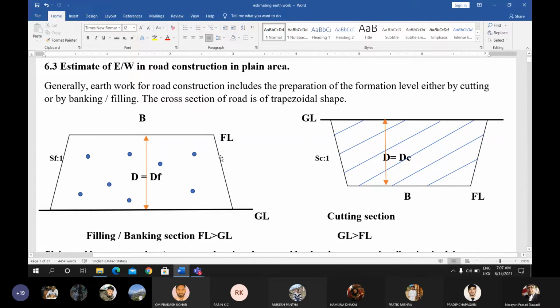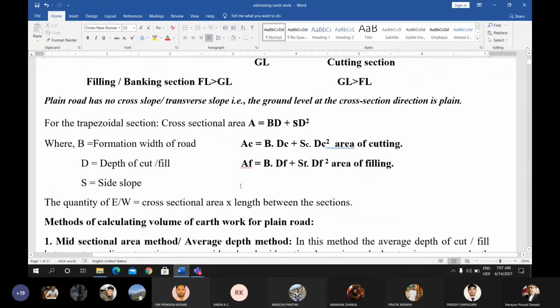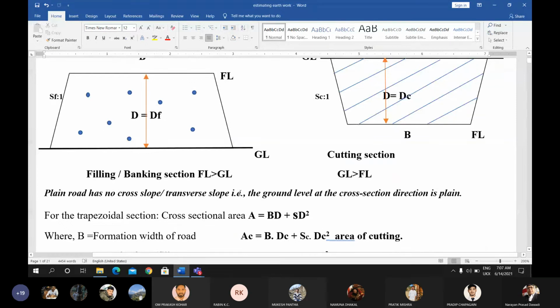If the formation level and the ground level are at the same level, then there is no need of cutting and filling. Okay, you must understand this. You can remember it in this way: if the formation level is greater than the ground level, that is filling. If the formation level is less than the ground level, that is cutting.